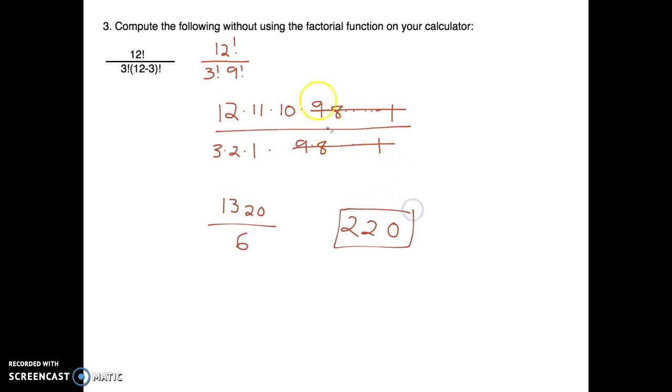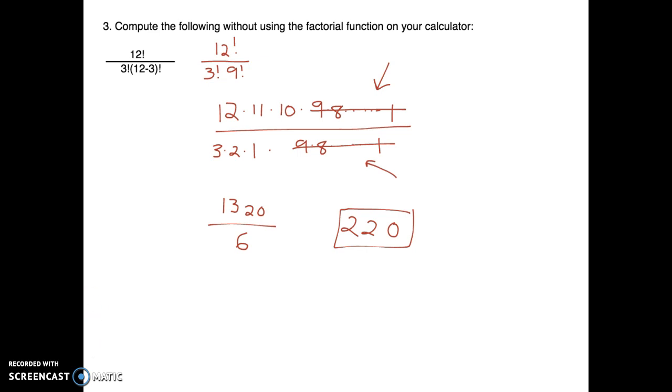And again, if you want to go through and multiply all of the numbers 9 through 1, and then multiply all of the numbers on the bottom, that's fine. You'll just have really big numbers. You'll end up dividing them, and you'll still end up with the 220. So a few different ways to do these types of problems.